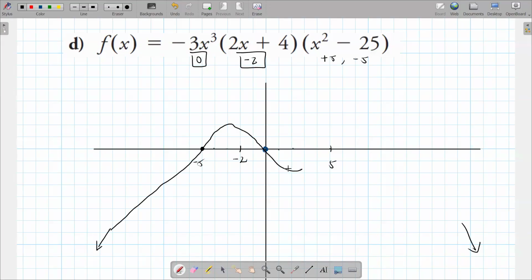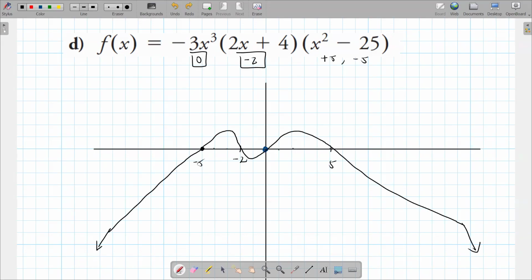I missed one zero. Which one did I miss? I missed the 2. Go up here, come down to -2, come down to 0, come down to +5, and there you go. It looks like an M. And we could technically find these. Again, they are turning points.